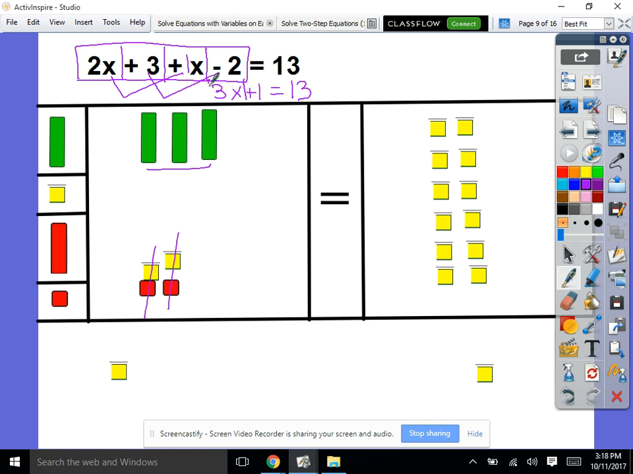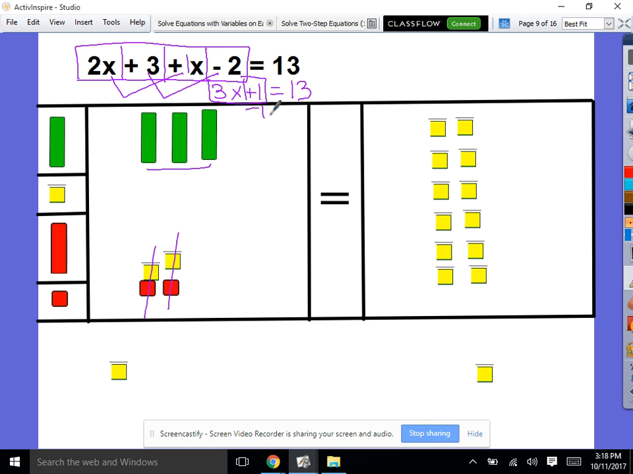I'm going to box in my terms so you can see what I did. I subtracted 1 from each side. That left me with 3x equals 12. And our last step before checking is to divide by the coefficient and conquer. So x equals 4.